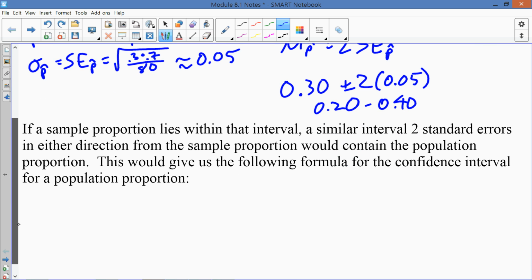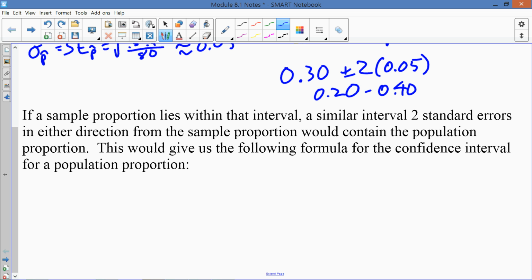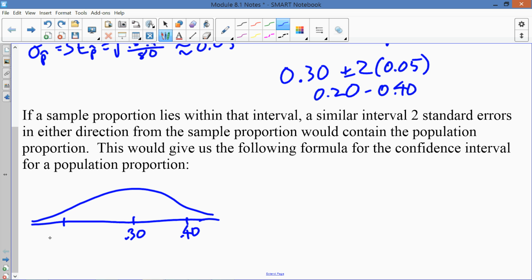All right, so let's look at the next question here. It says if the sample proportion lies within that interval, a similar interval, 2 standard errors in either direction from the sample proportion would contain the population proportion. All right, let's show that. What does that mean? So that means if we have our normal curve, our bell curve, we've got 0.30 in the middle, and our 2 standard errors to the right is 0.40, and our 2 standard errors to the left is 0.20. And here is 95% of p hats are in this range.